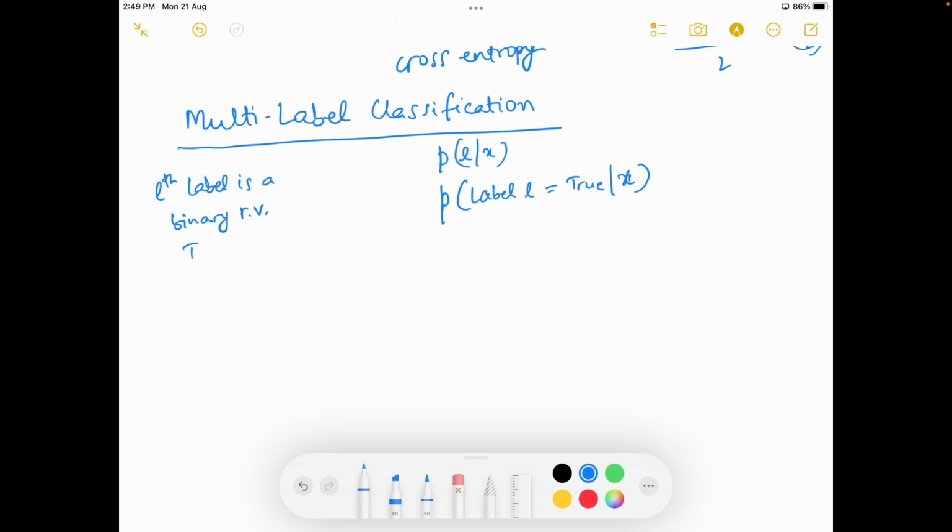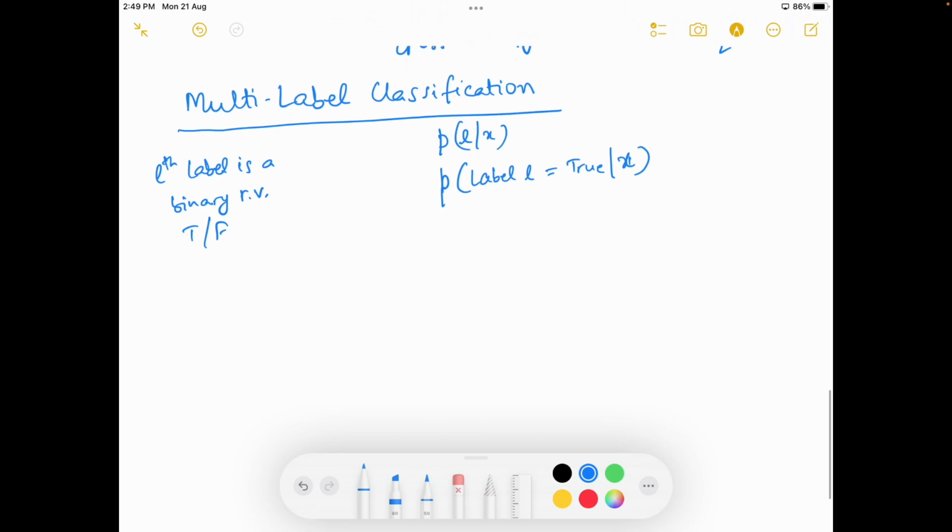Which means it is true or false. Either it is true or it is false. So how many parameters are there to define this PDF? Only one parameter, right? It's either the probability of false is 1 minus probability of true, right?